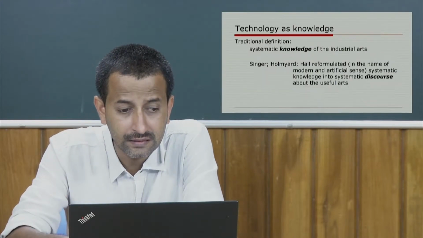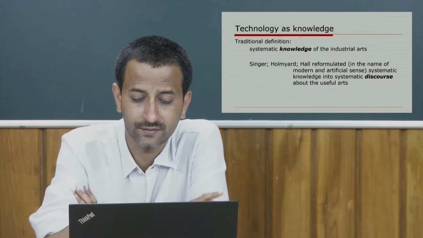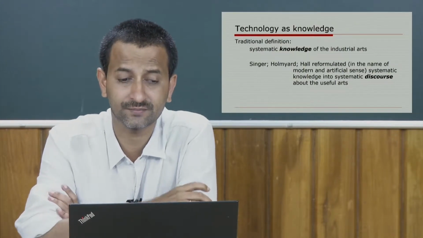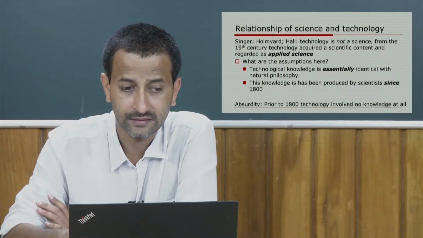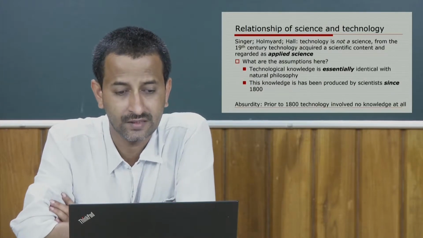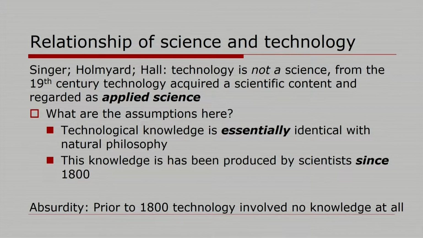The denial of a thought component to technology is the consequence of adopting a theory of the relationships of science and technology. Then what is that? This theory holds that technology is not a science. From the 19th century, technology acquired a scientific content and was regarded as applied science. This theory holds that scientists generate new knowledge which technologists then apply.